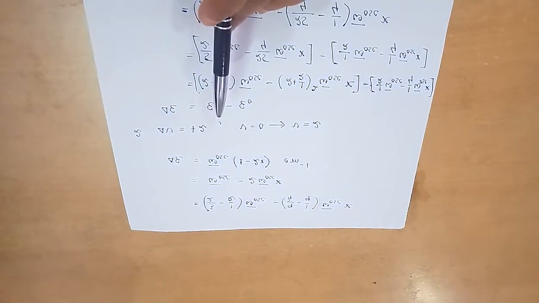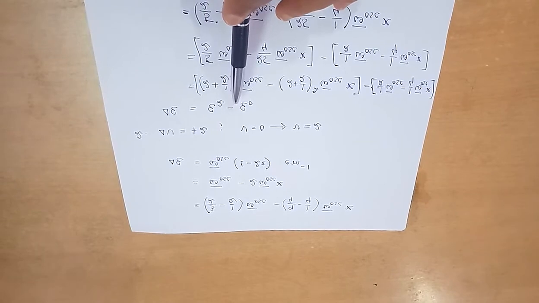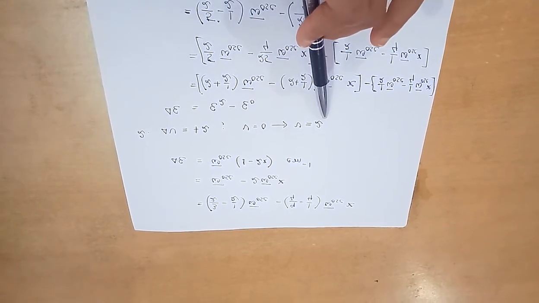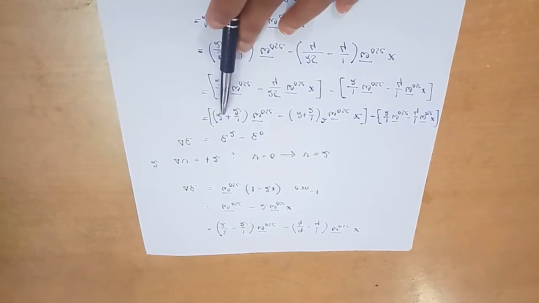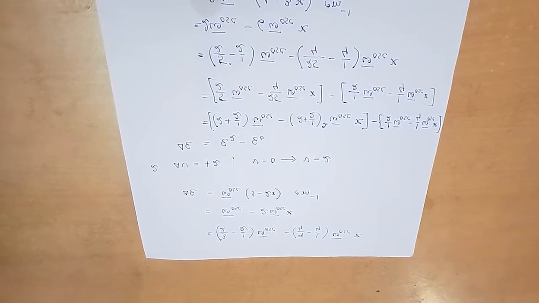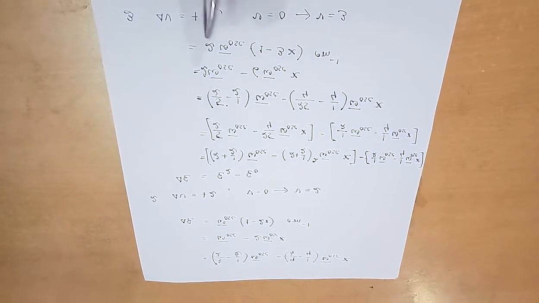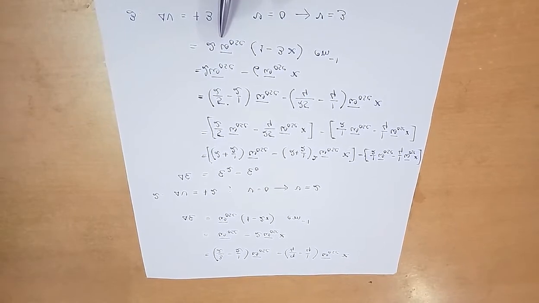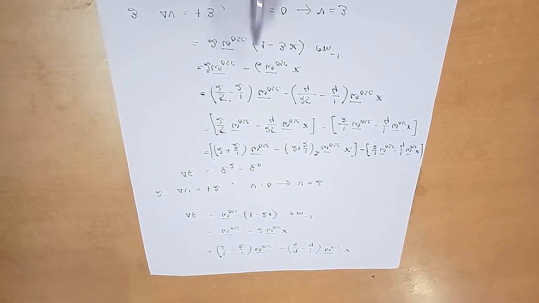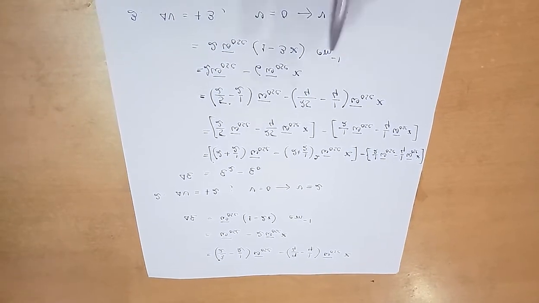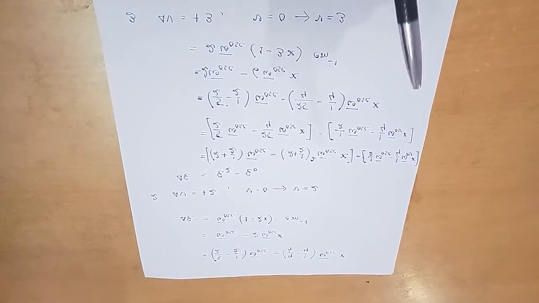Similarly, we can find out the energy difference for the transition from 0 to 2 level. Here again we replace the V value by 2 and 0. By doing the calculation, we obtain that the energy difference is twice omega bar oscillation into 1 minus 2x centimeter inverse. So this is for first overtone.